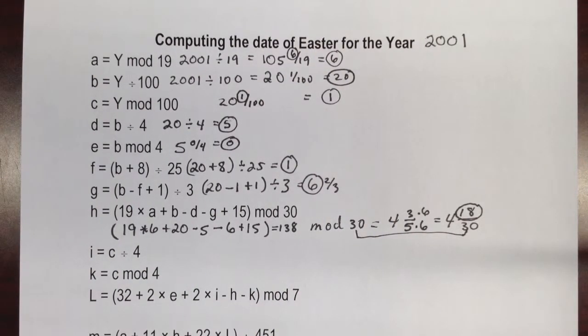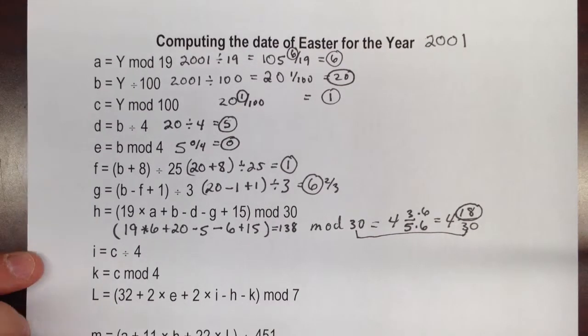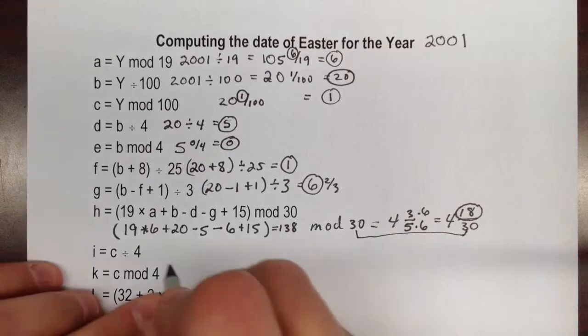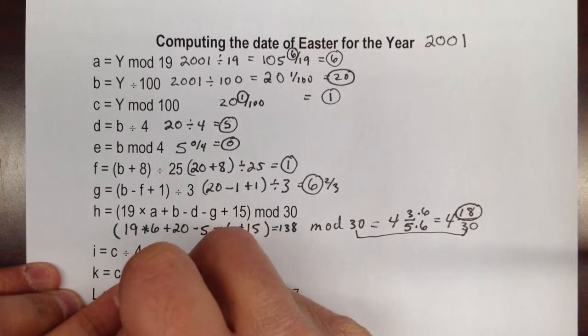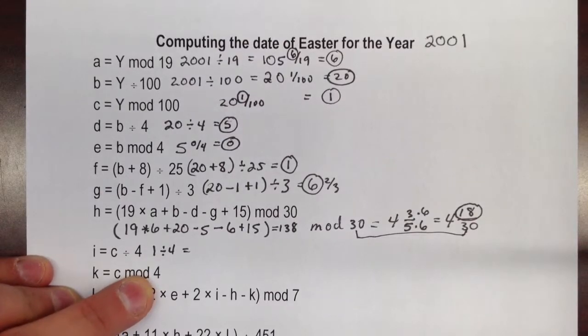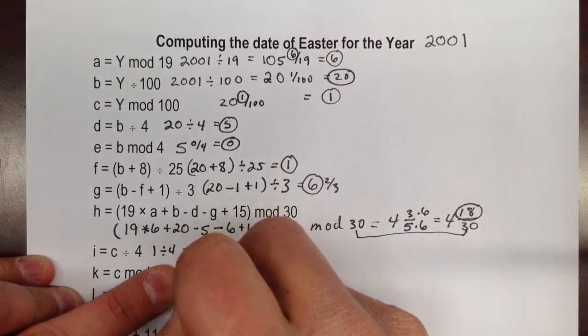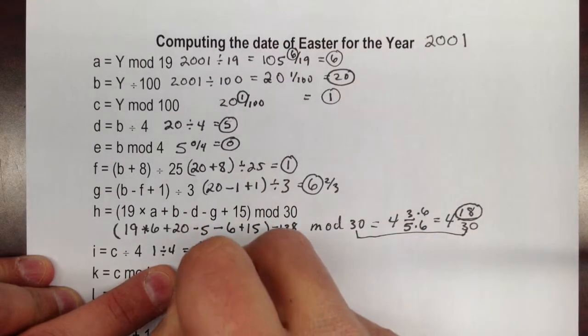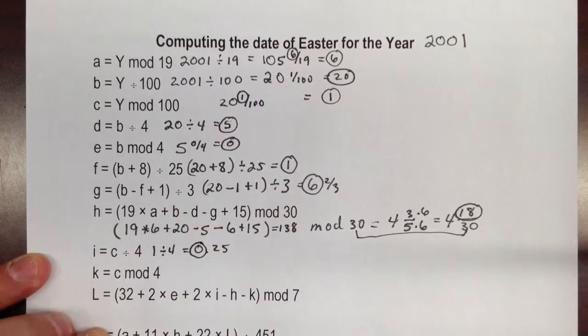So I is C divided by 4, and C was 1. So this is going to be 1 divided by 4. That's integer division, which gives us really 0.25, I guess. That's 0.25. The integer is 0, so I is 0.